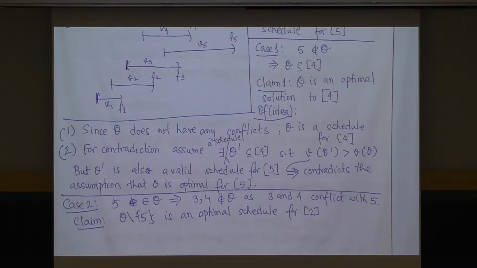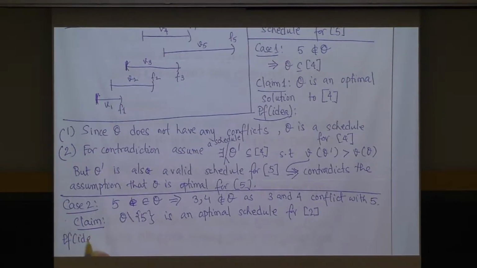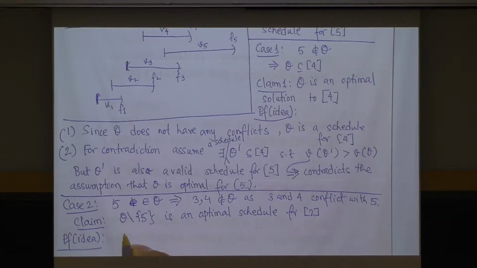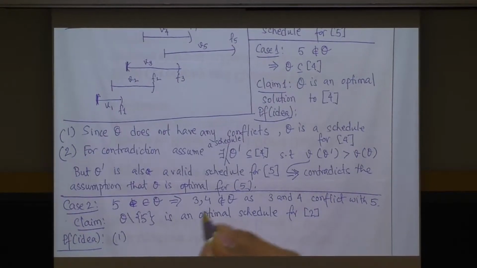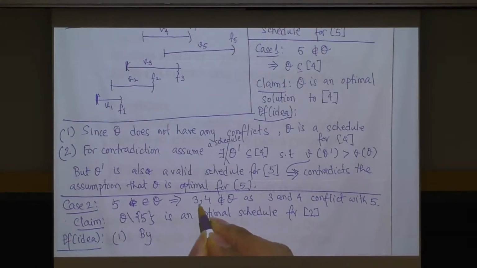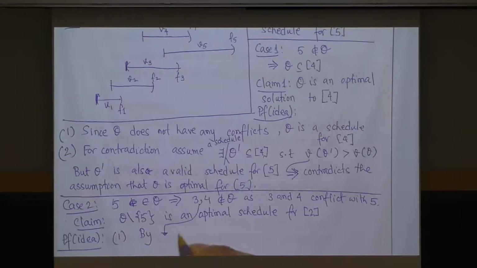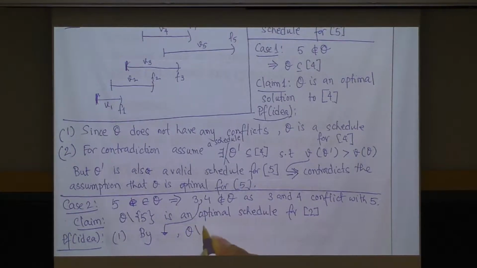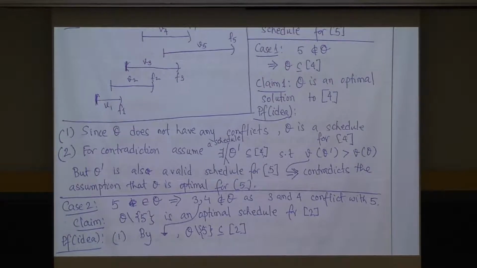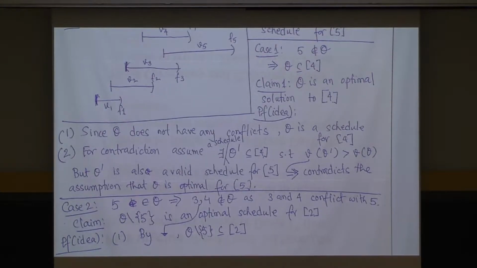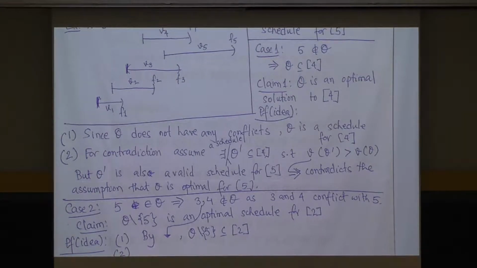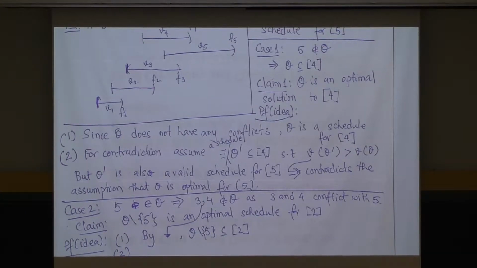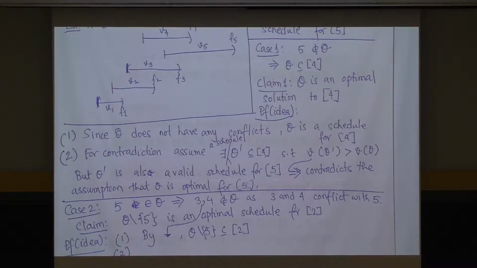So let's do the argument again. So the first thing to note is, by the fact that 3 and 4 are not an optimal solution, we have that if you throw away 5, then whatever remains can only be a subset of 1 and 2. And the second is, by definition, if you have a schedule that doesn't have any conflict and you throw intervals away, you'll get another schedule that has no conflict in it.